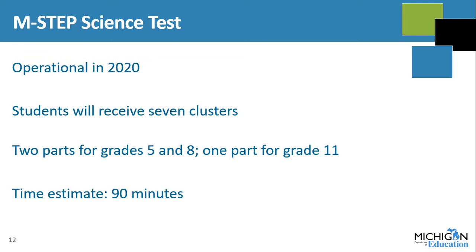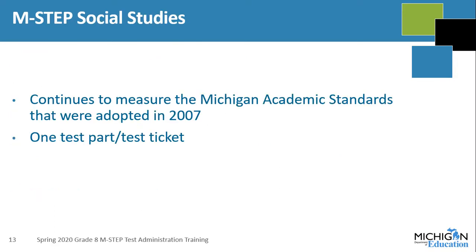The MSTEP Social Studies test will still measure the Michigan academic standards that were adopted in 2007. Changes made to the Social Studies standards in 2019 have not been implemented and are not reflected on the 2020 MSTEP Social Studies test. Any updates to this test will be communicated by MDE. New in 2020, the Social Studies test is 1 test part and 1 test ticket.